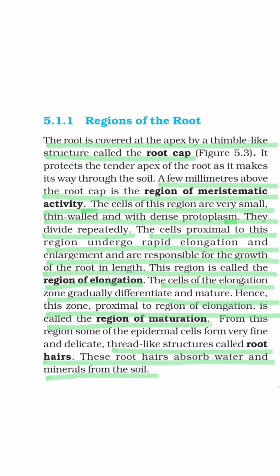Then it is followed by the region of the meristematic zone. This region is only a few millimeters, just near the root cap, and the cells of this region are very small. They have thin walls and dense protoplasm, and they divide repeatedly. Cell division goes on continuously in these cells of the meristematic zone.